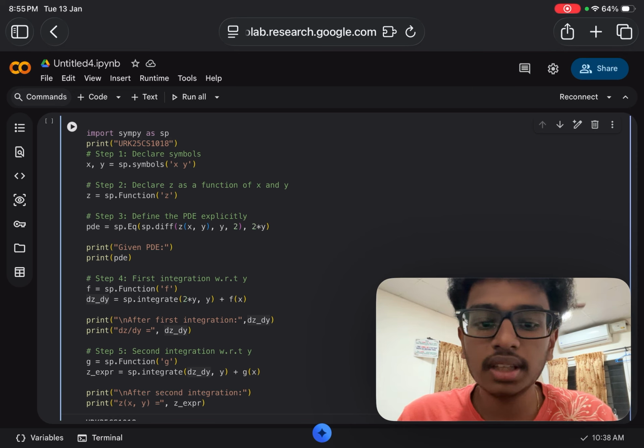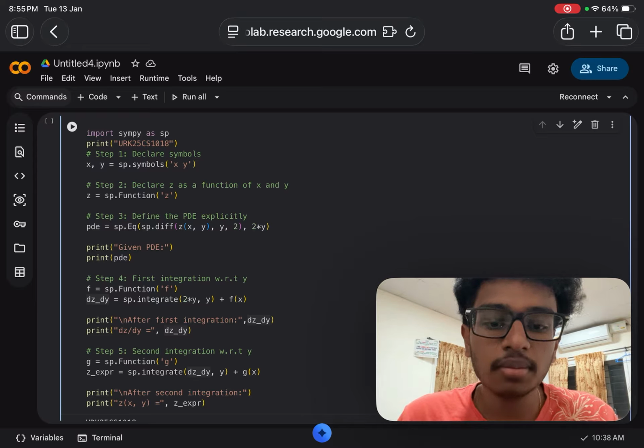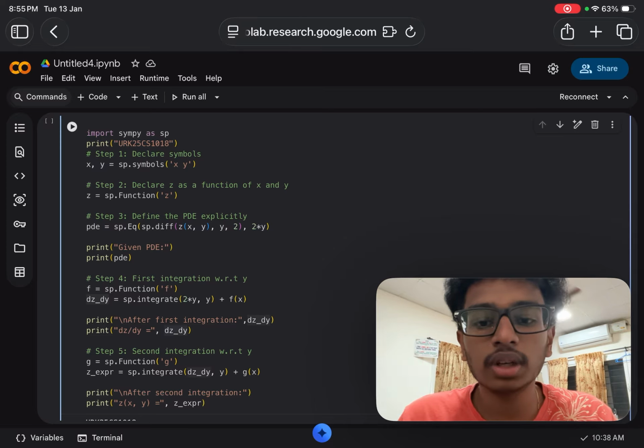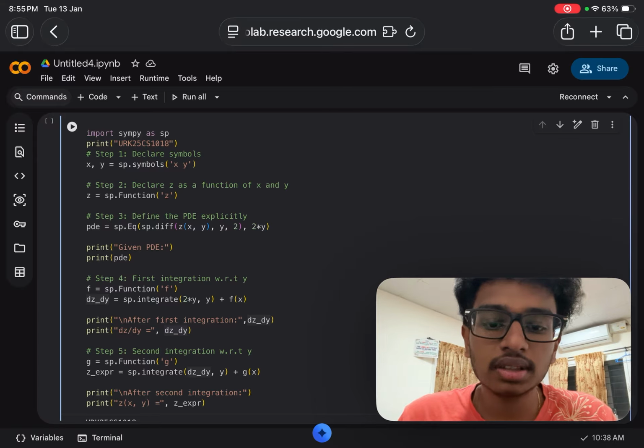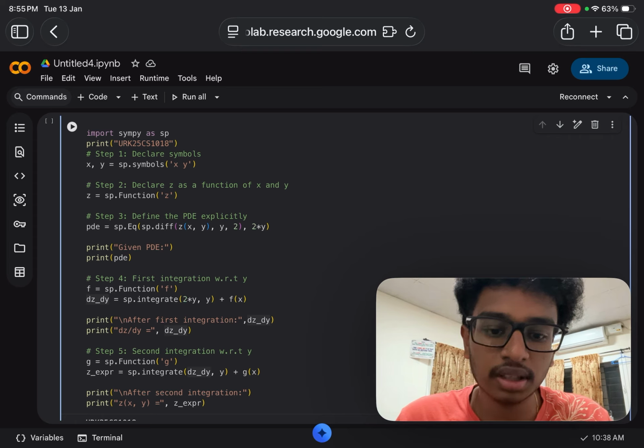When we integrate 2y with respect to y, we get y². However, in PDE integration, the constant of integration is not just a simple constant, because we are integrating with respect to only one variable. So the integration constant may depend on the other variable x also. This is why we add an arbitrary function f(x). So after the first integration, we get ∂z/∂y = y² + f(x). In the code, this step is done using dz_dy = sp.integrate.